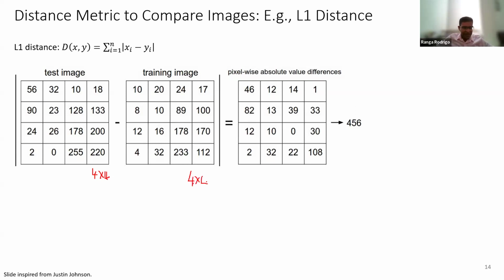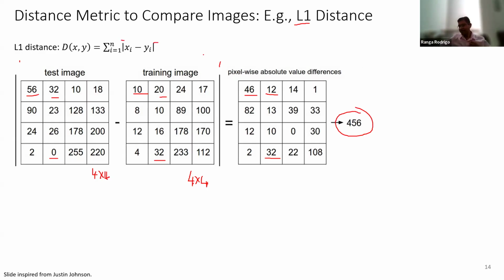So you can subtract the individual elements. That means 56 minus 10 is 46. 32 minus 20 is 12. Like that, you just get the positive value. If there's a negative value, you disregard the negative sign. For example, 0 minus 32 is minus 32; you put 32 there, because otherwise the negatives and positives will cancel out. Then you add. This is how you compute a distance metric, and we call this L1 distance, because we got the modulus value.